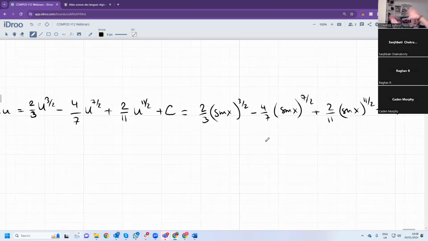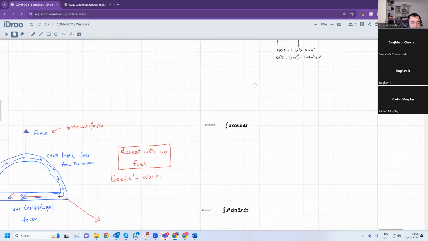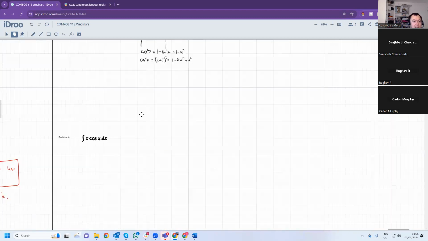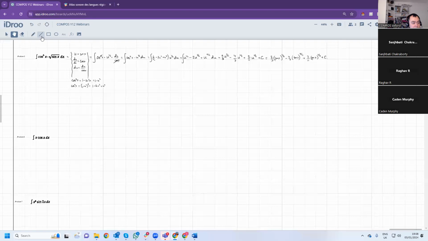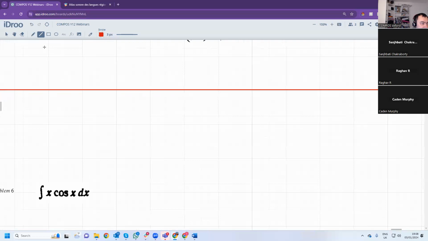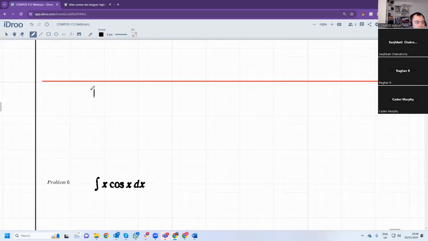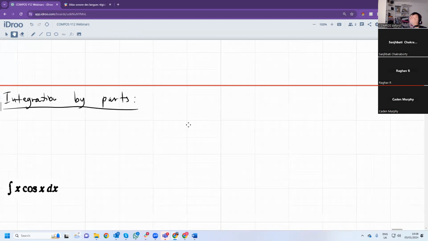Beautiful. Right. Now let's do integration by parts. Integration by parts is a very useful formula. And I'll try to derive the formula, and I'll try not to embarrass myself.